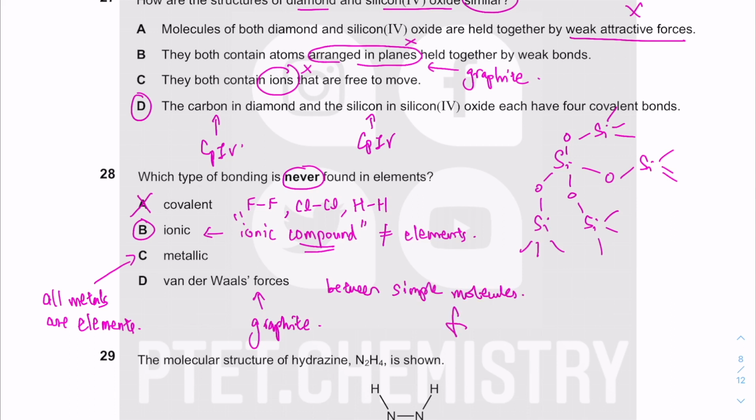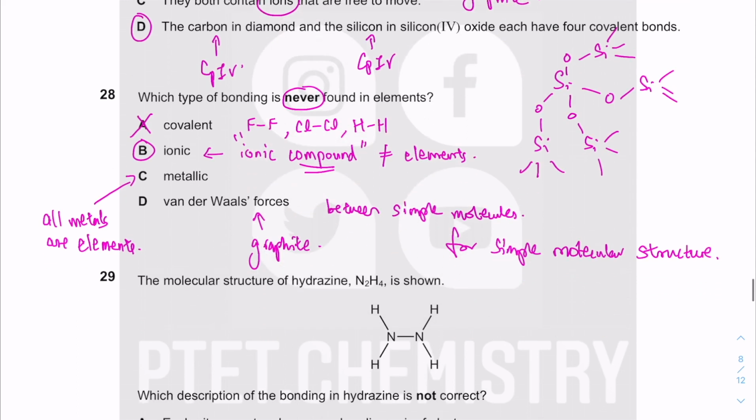Okay, for simple molecular structure. Anything with simple molecular structure will definitely have van der Waals forces as the intermolecular forces of attraction between its molecules. These include noble gases, because even though noble gases do not form molecules, they exist as atoms. They are still simple molecular structure. You still have van der Waals forces of attraction between the atoms.